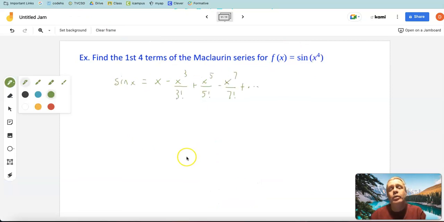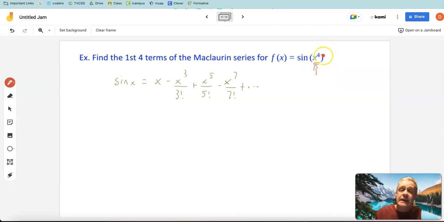All right, so now I'm going to do a couple more examples showing you how you can apply the formulas for our Maclaurin series to quickly answer questions. So this question asks us to find the first 4 terms in the Maclaurin series for f of x equals sine of x to the 4th. So I have here already written down the sine Maclaurin series, which again is all the odd powers of x over the same number factorial. And here it is x to the 4th that is inside the sine function.